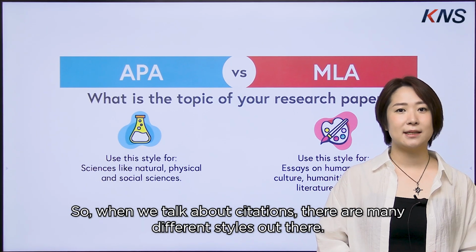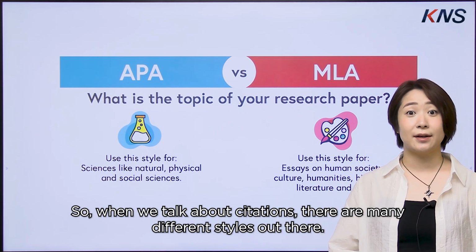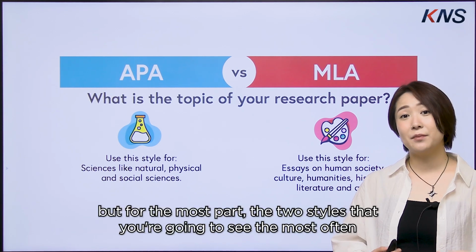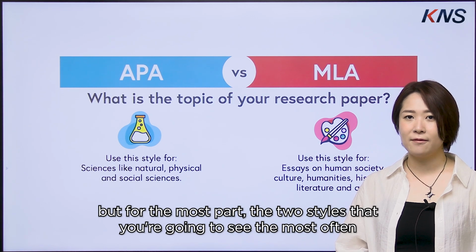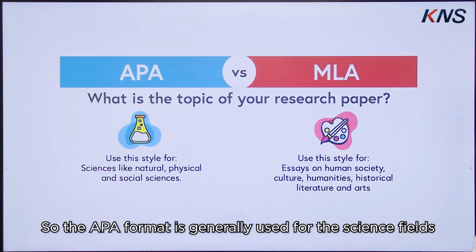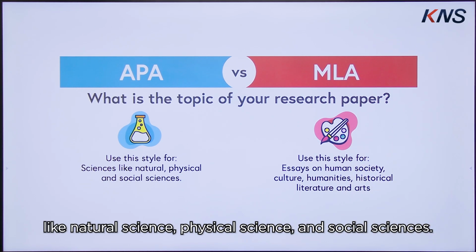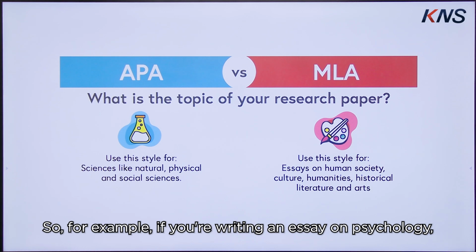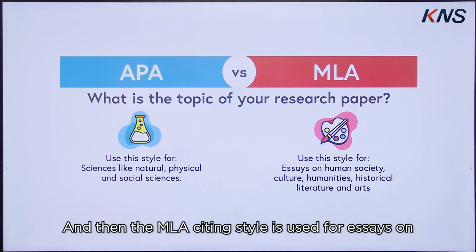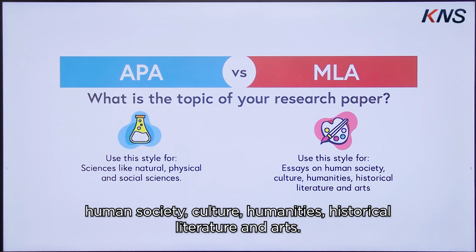So when we talk about citations, there are many different styles out there. There's the APA style, MLA, Chicago, Harvard. But for the most part, the two styles that you're going to see the most often are the APA and the MLA format. So the APA format is generally used for the science fields like natural science, physical science, and social sciences. So for example, if you're writing an essay on psychology, then you would most likely be using the APA style. And then the MLA citing style is used for essays on human society, culture, humanities, historical literature, and arts.